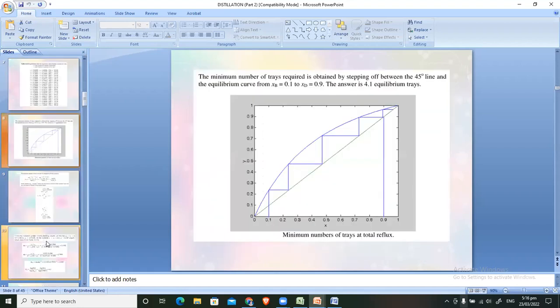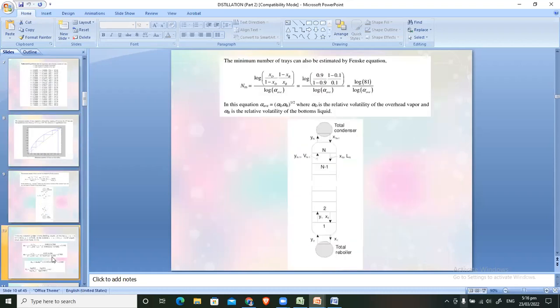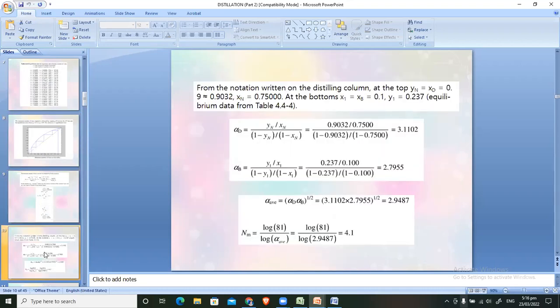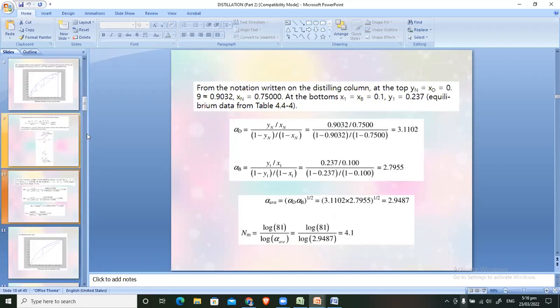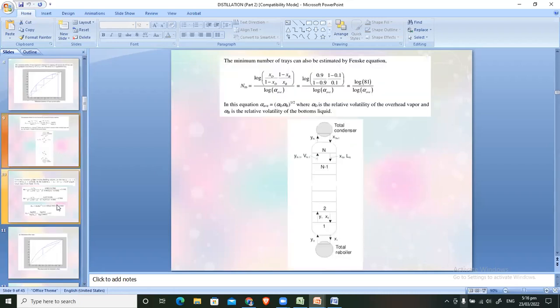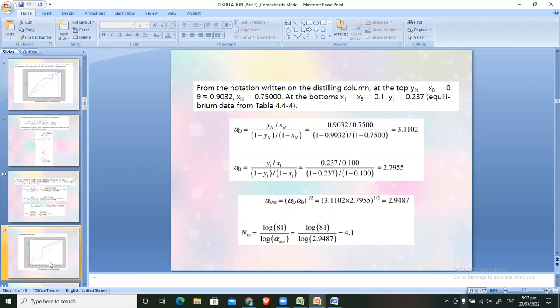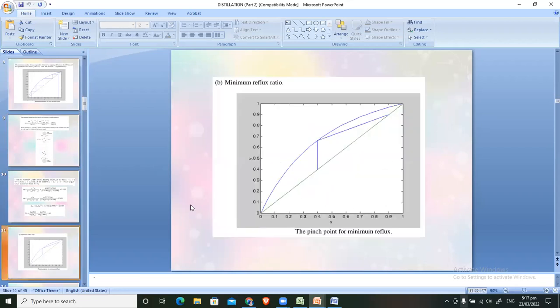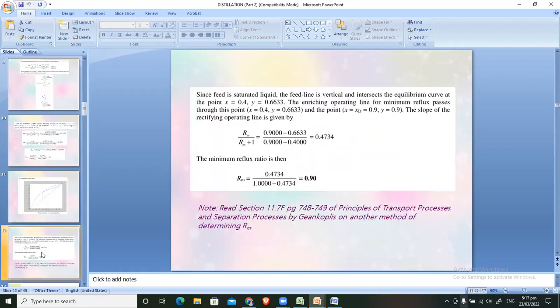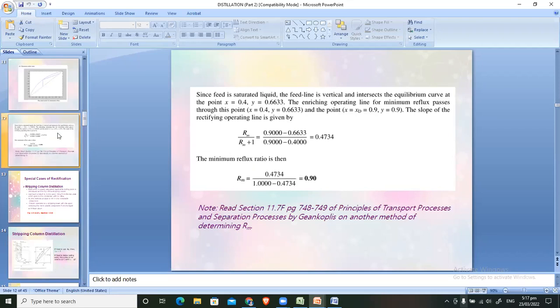Okay, you have both graphical and analytical ways of determining the minimum number of stages. That will also help you find the theoretical number of stages. You have the minimum reflux ratio in here. Okay, so kindly read the sample problem.